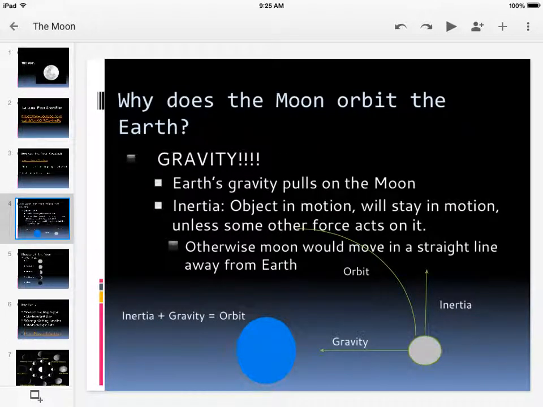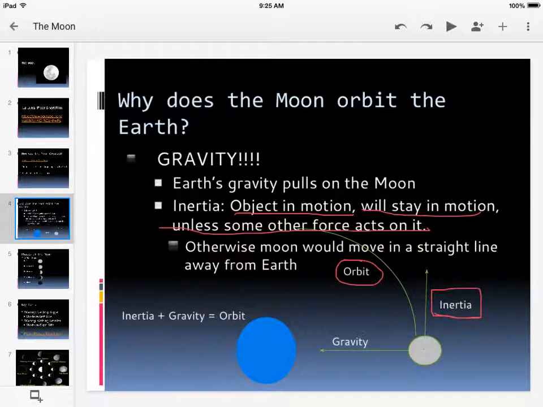Alright, so we're going to start off by talking about the Earth, the moon, and why the moon goes around Earth. And that's called an orbit. We learned about that for our last test. And there's two forces. The first one is what Isaac Newton referred to in his first law: an object in motion will stay in motion unless acted upon by another force.